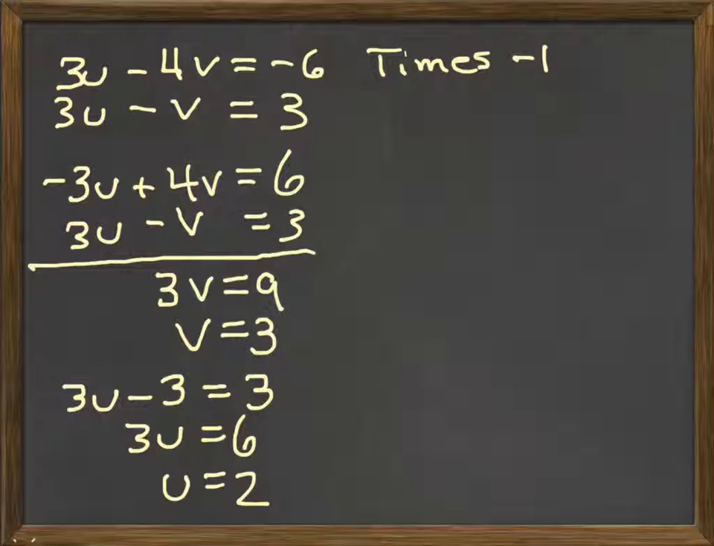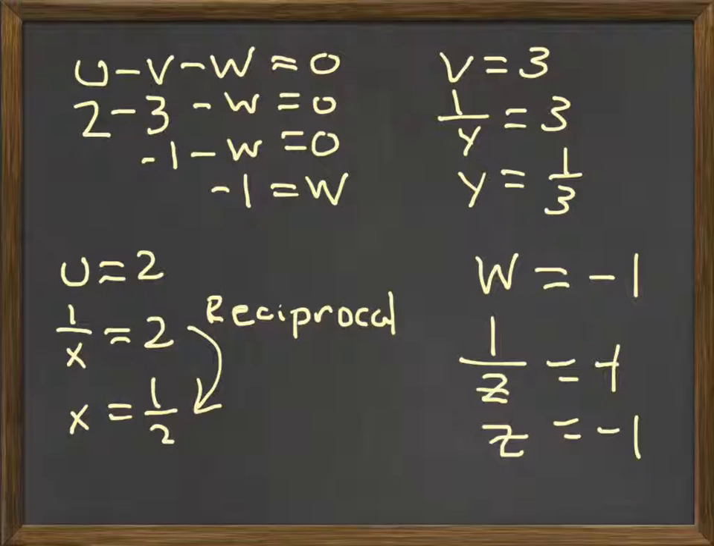I could cancel out the u's by multiplying the first equation by negative 1 and adding, the elimination method in other words. I would get v equals 3. Once I know that v equals 3, I could substitute it into one of my other equations, like this one, and if I solve I get u equals 2. And then once I know that u equals 2, I could take an equation from the first page, like u minus v minus w equals 0, put in values for u and v, and solve for w. I got w equals negative 1.